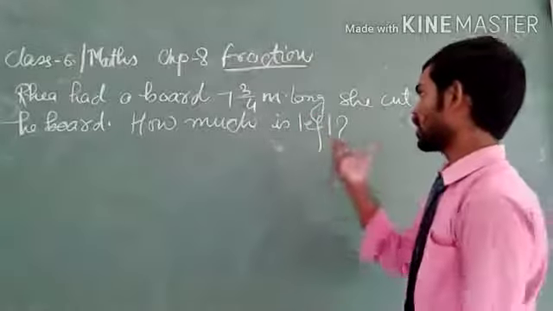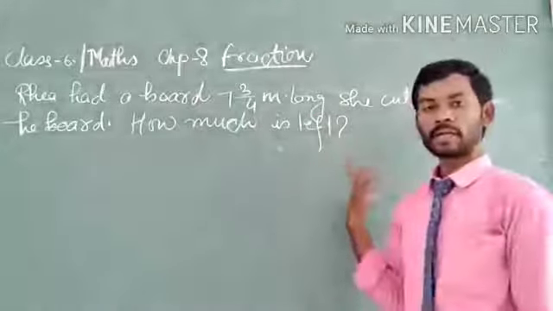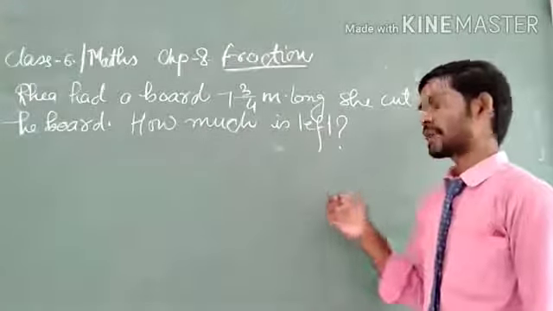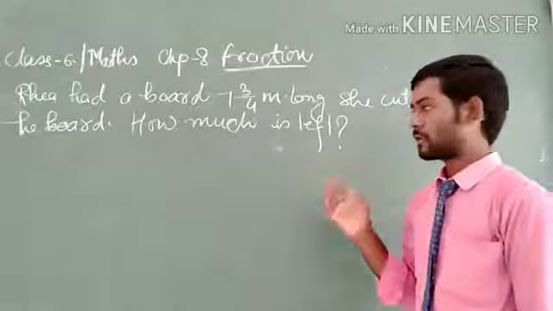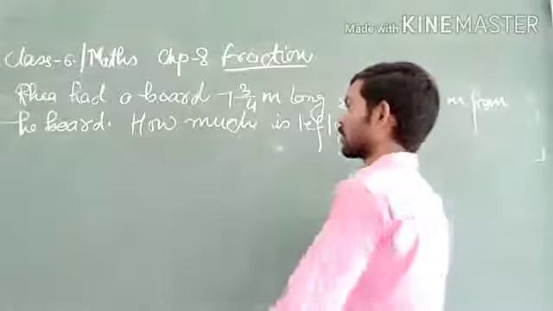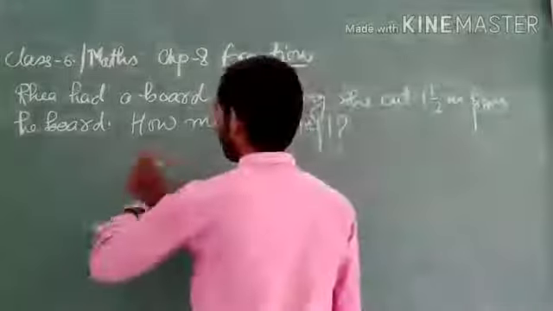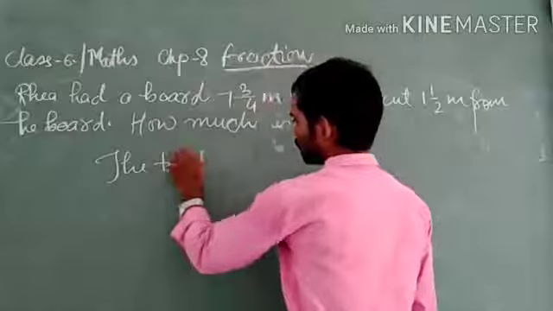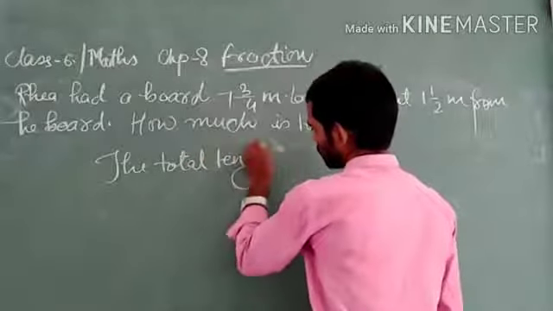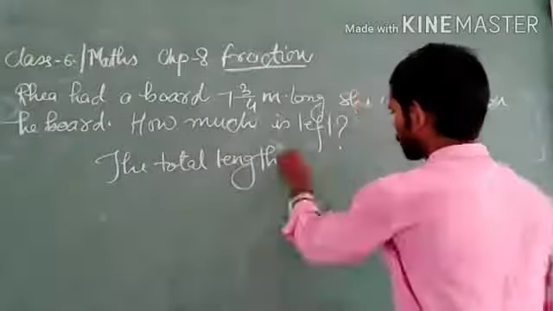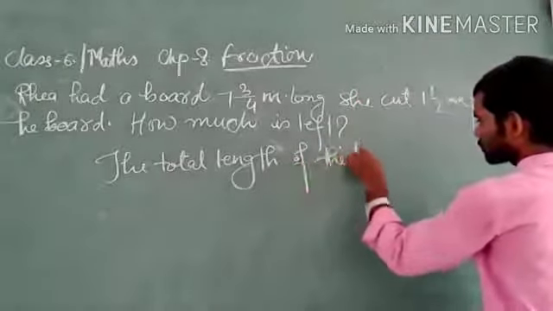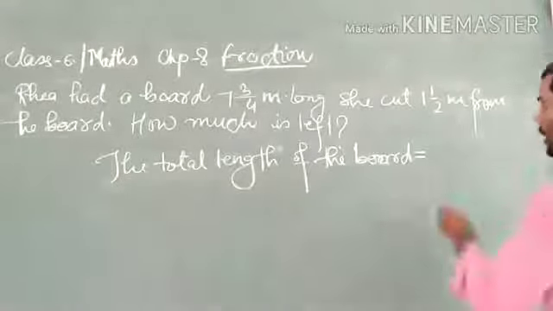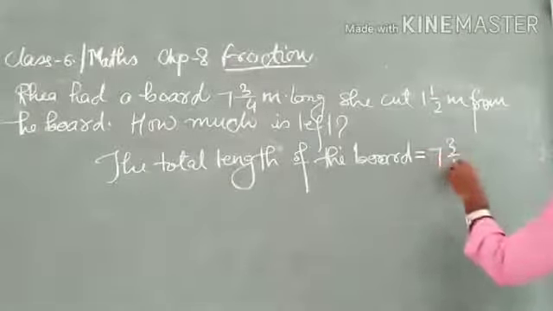If the question asks how much is left, how much is remaining, then the meaning is that we have to subtract. So here we have to subtract. First of all we shall write the total length of the board, and this is equal to 7 whole 3 upon 4 meter.